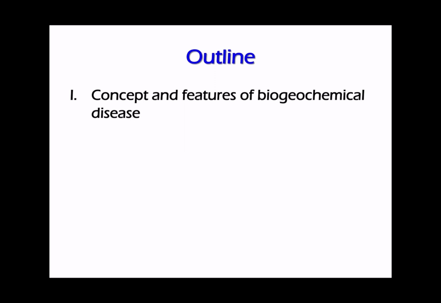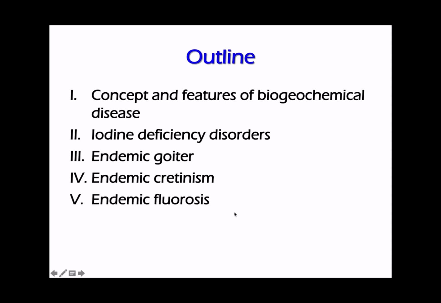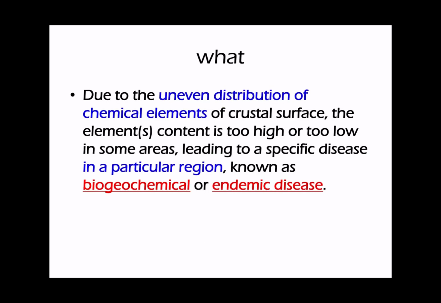Number 1, concept and features of biogeochemical disease, also known as endemic diseases. The second one, iodine deficiency disorders, short for IDD. Third one, endemic goiter, followed by endemic cretinism. And finally, endemic fluorosis. First of all, let's look at the first topic, concept and features of biogeochemical disease.